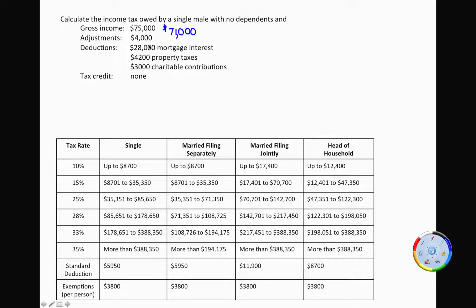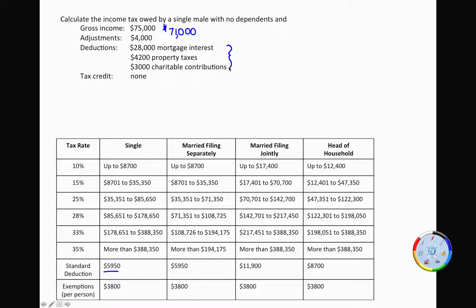Now, he has a lot of deductions. This is a crazy kind of deduction. Someone making $75,000 should not owe $28,000 in mortgage interest. Can't afford that home, but okay, we'll go with it. So then the next thing you have to do, after you determine if you have any adjustments that can be deducted, is you choose your standard deduction, and this guy's single, so his standard deduction versus his itemized deductions, and you choose whichever one is larger.